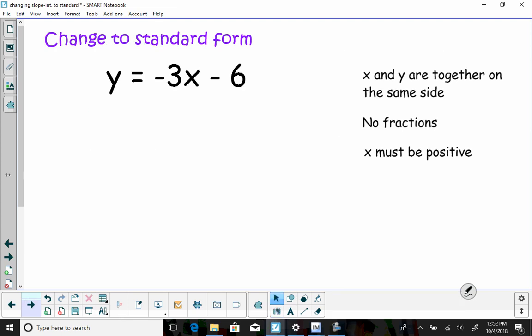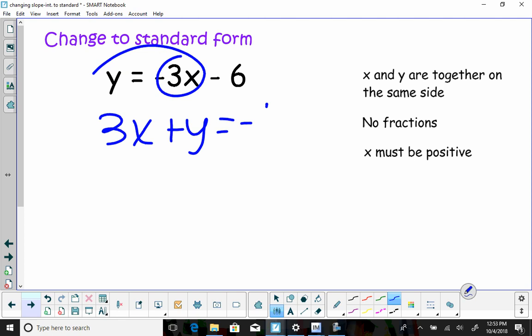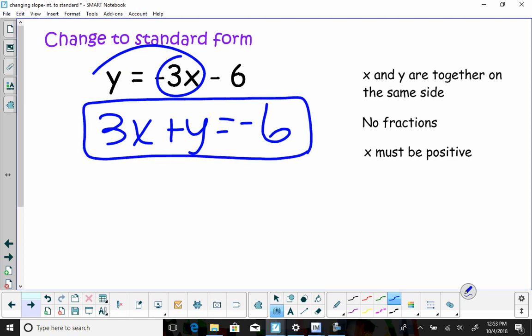All right, try that one. Try that one. Let's rearrange it on this one. Okay, when you move negative 3x, it became positive. Do we have to do anything else? Nope, that was it. No negative x and no fractions, you're done. No negative x and no fractions, so we're done. Okay?